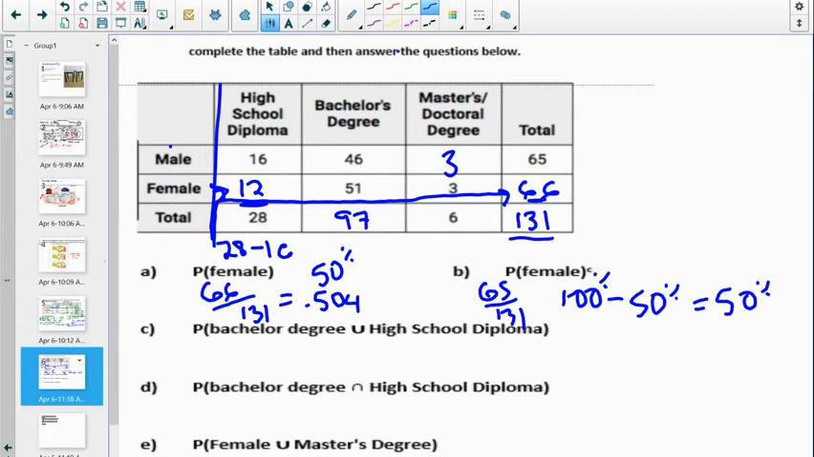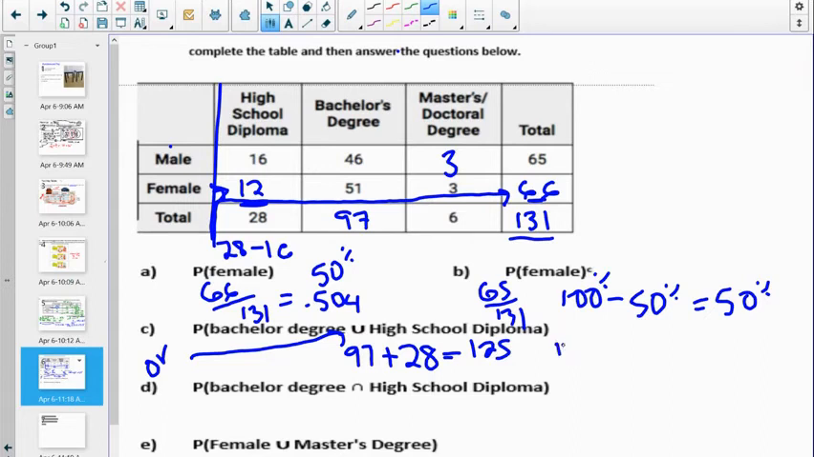So now we're going to do part C, probability of having a bachelor degree. That means, what does this thing mean? That means or high school diploma. So let's do that. Take our total of our bachelor degree. So we have 97 here. And then or high school plus that 28. And that's going to be 125. So 125 total either have a bachelor or a high school diploma.